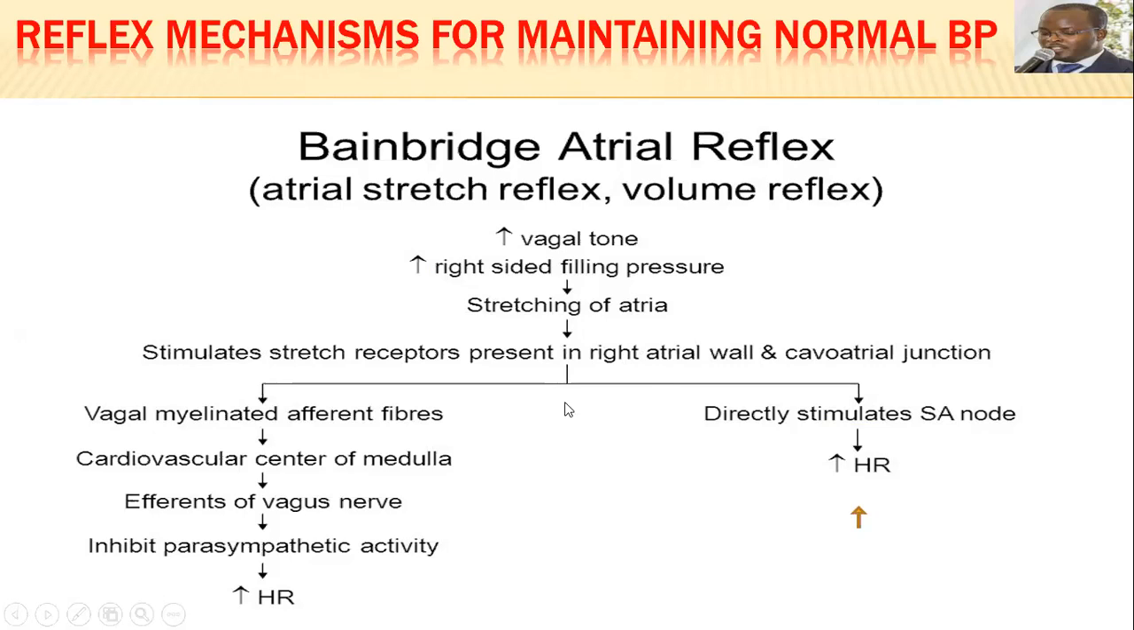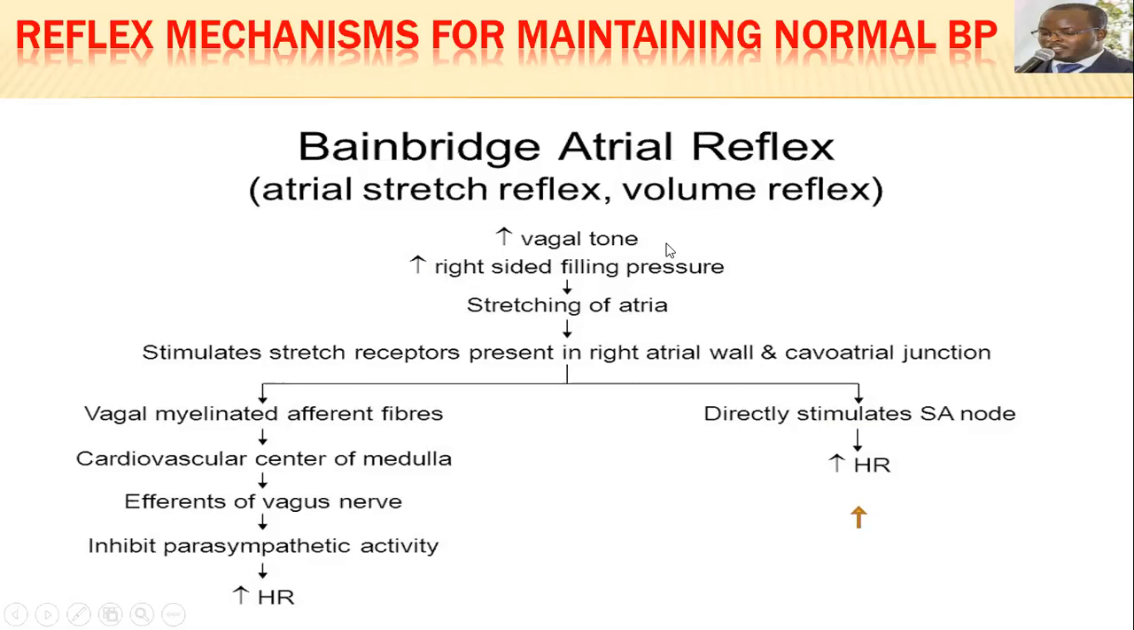At the same time, these receptors, once they are stimulated, the vagal myelinated afferent fibers are going to be stimulated. Then the cardiovascular center in the medulla will be stimulated. The efferents of the vagus nerve will be inhibited. Then you're going to have inhibition of the parasympathetics. So once the parasympathetics are inhibited, it means they have less effect on the heart. Remember, the parasympathetics, they are inhibiting the heart rate. So once they are inhibited, then the heart rate is going to increase. This is called the Bainbridge atrial reflex.